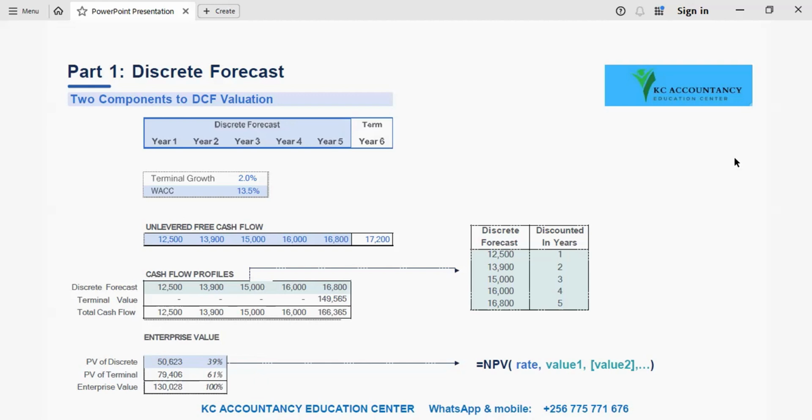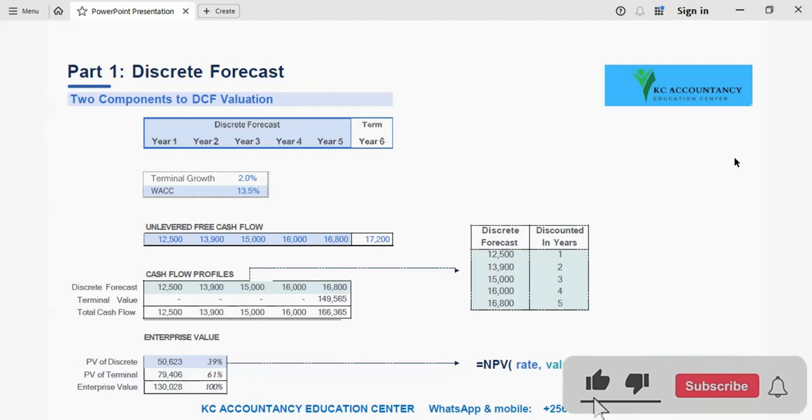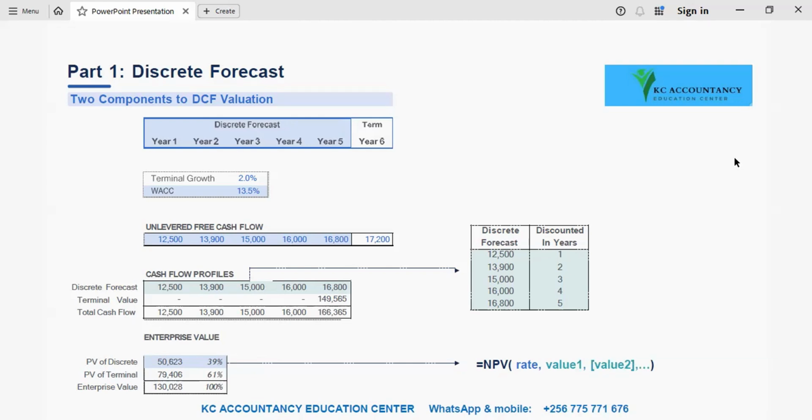Now, as we discussed, there are two components to a DCF valuation. Number one, we have the discrete forecast, and number two, we have the terminal value.